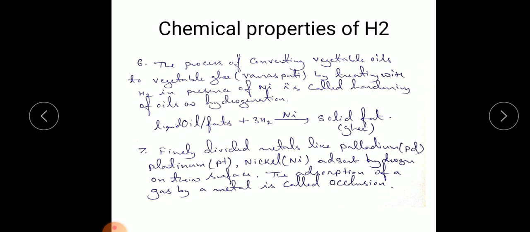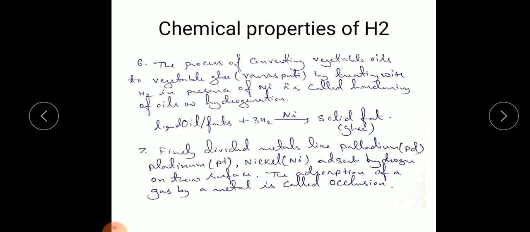Now, let us try to understand what this is. We have a liquid oil or fat. When it is treated with hydrogen in the presence of nickel, it will form a solid fat or ghee, which we also call dalda. This is how vanaspati ghee or dalda is prepared from oils by treating with hydrogen in the presence of nickel. This process we call hardening of oils or hydrogenation.